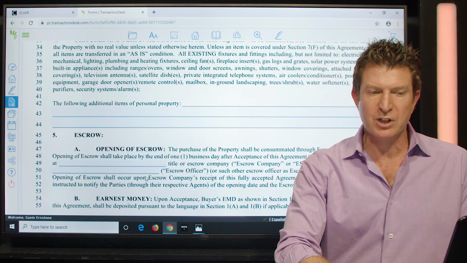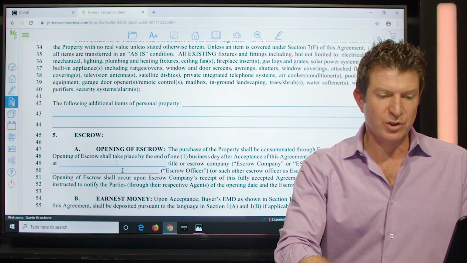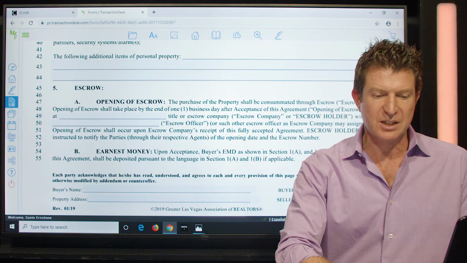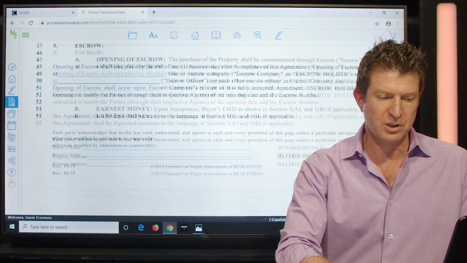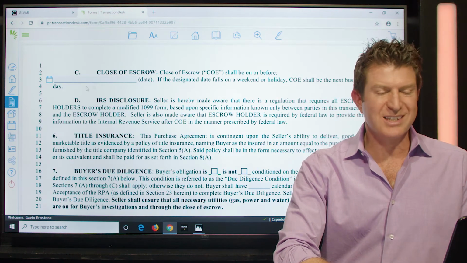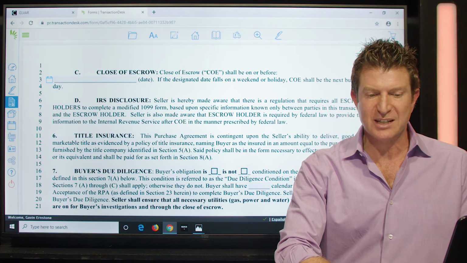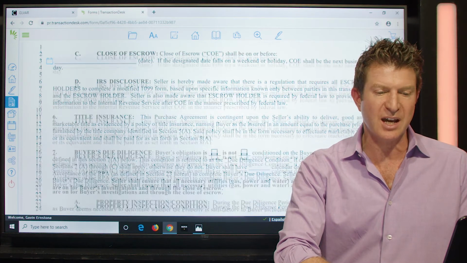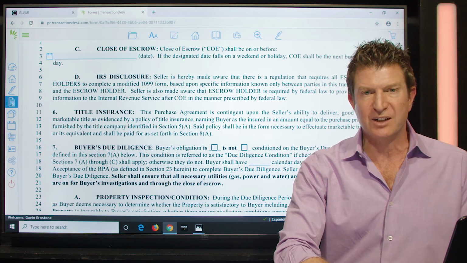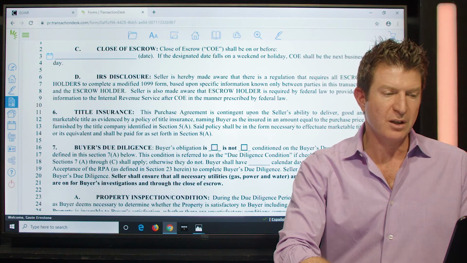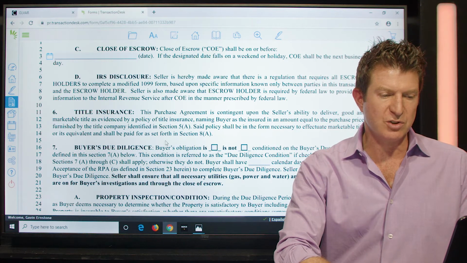Putting your escrow officer at clear title over in this portion right here. And then obviously this tells your buyer exactly what's happening with the earnest money deposit. Close of escrow. This is the date on or before that you want closing to occur. Obviously, if it's a holiday or a weekend, then it gets extended to the next business day. It's also worthwhile looking at the calendar before you fill in this date to make sure it's not a holiday or a weekend. Obviously talks about title insurance, etc.